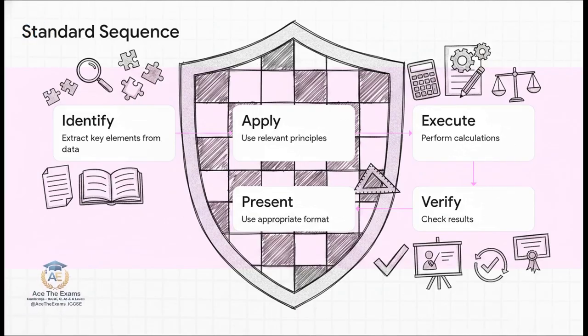Step 1. Identify the key elements from your Arabic source text. Step 2. Apply the relevant cultural or literary principles. Step 3. Execute your analysis by linking your textual evidence directly to your named thesis. Step 4. Verify the results. Does your logic actually hold up under scrutiny? And Step 5. Present it clearly. If you skip even one of these steps, you are risking a catastrophic structural failure in your essay's argument.